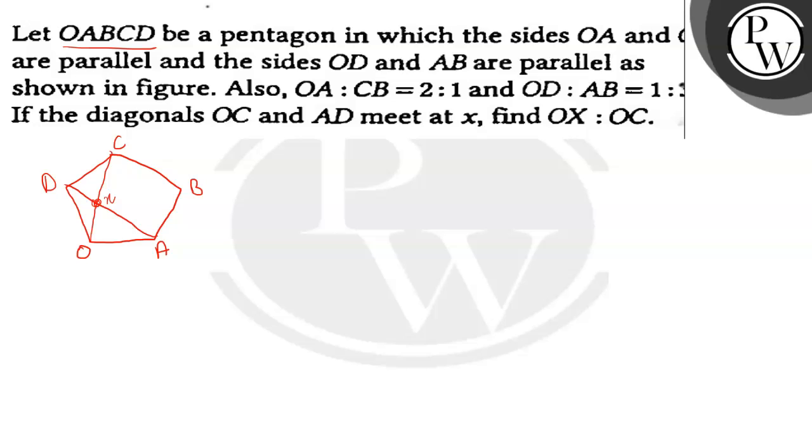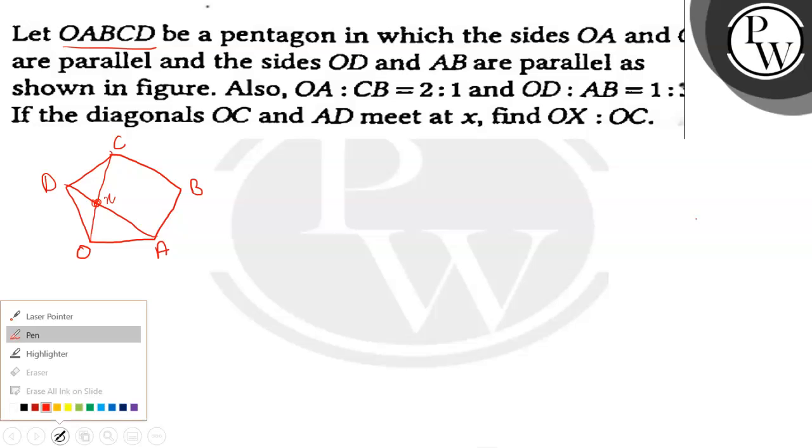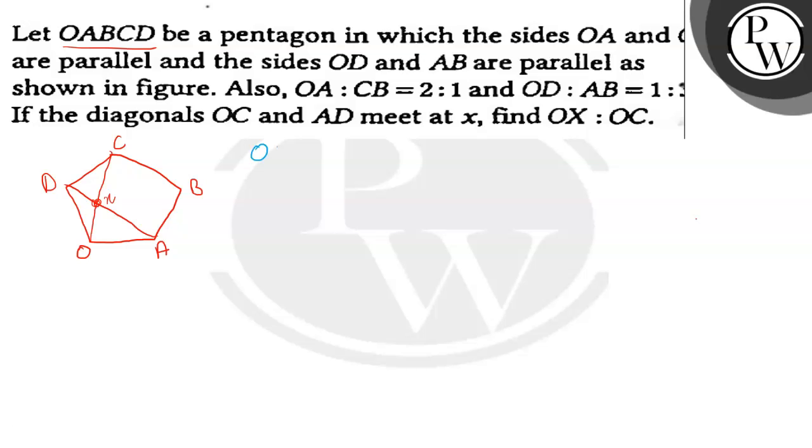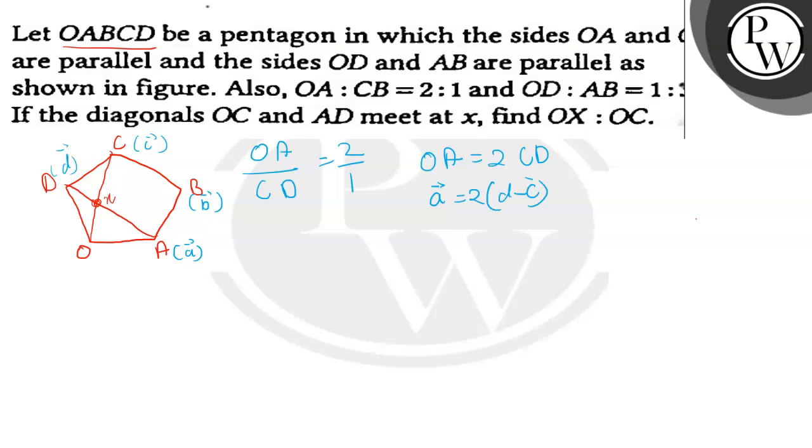Let us see. In the question it is given that OA ratio CB is 2:1. From here we can say that OA is going to be equal to twice of CD. Let us take O as the origin, then this is going to be A vector, this is B vector, this is C vector, and this is D vector. Now OA vector is small a vector, and twice CD vector is twice of D vector minus C vector.